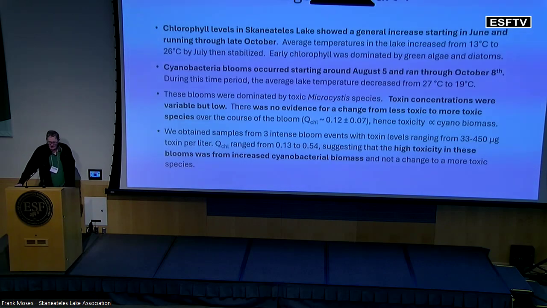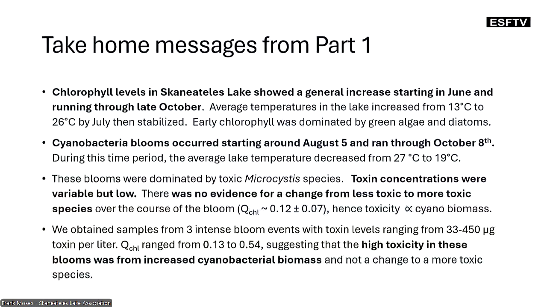All right, so here are my take-home messages. Chlorophyll levels in Skinny Atlas Lake showed a general increase from June through late October. I didn't actually point out, we also have temperature sensors in the water here that are measuring at 15-minute intervals. During the early part of the season, the average lake temperature increased from 13 degrees, that's really below that 15-degree threshold, up to about 26 degrees in July, and then it sort of stabilized for a while. It sat around about 26.